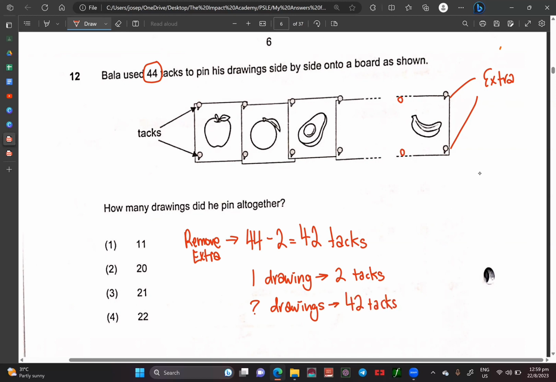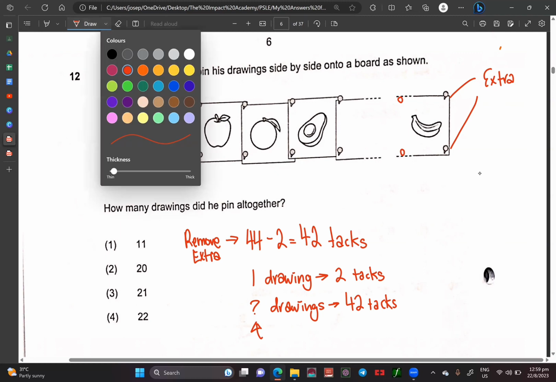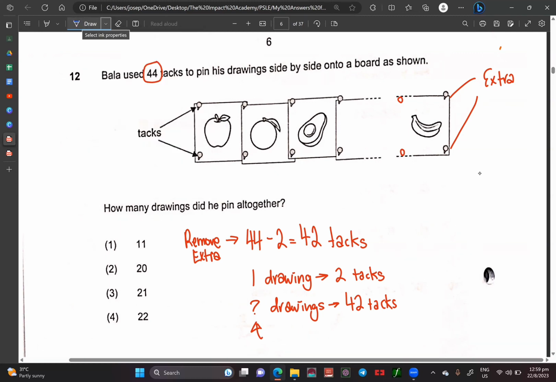So what you want to find is this question mark over here. How do I go about that? I just have to ask myself, how do I get from 2 to 42? I simply multiply by 21. So therefore, when I do something to my right, I must do something to my left, and therefore my answer has to be 21 drawings in total. So therefore, the option has to be 3.